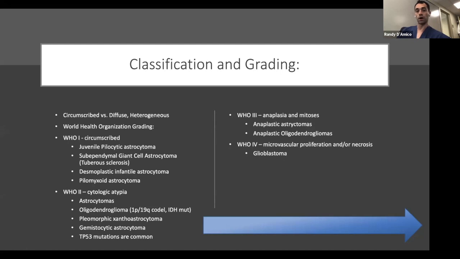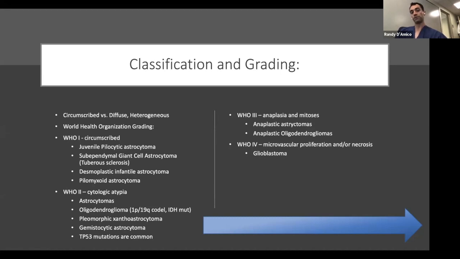Nowadays, they've made the grading of this very strict. And so you need specific codeletions, the 1p19q codeletion. Those are chromosomal abnormalities. And they need to be IDH mutated. And we'll talk a little bit about IDH later as well. All right. Pleomorphic xanthoastrocytomas are extremely rare, more kind of a novelty in terms of tumor type. Same thing with gemistocytics. The main thing about these is that the P53 mutations are common here, and we'll talk about what that means as well.